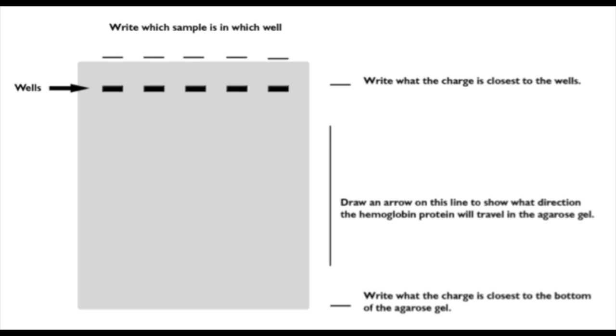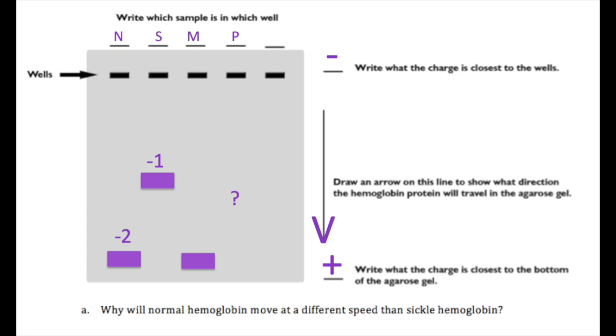Be sure to also note what charge is closest to the wells, what charge is closest to the bottom of the gel, and draw an arrow showing what direction the hemoglobin protein will travel in the agarose gel. Then make a prediction about where each protein sample will end up in the gel. Check your responses against the answer key shown here.